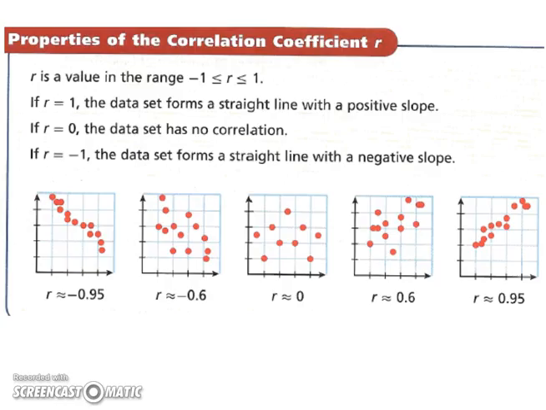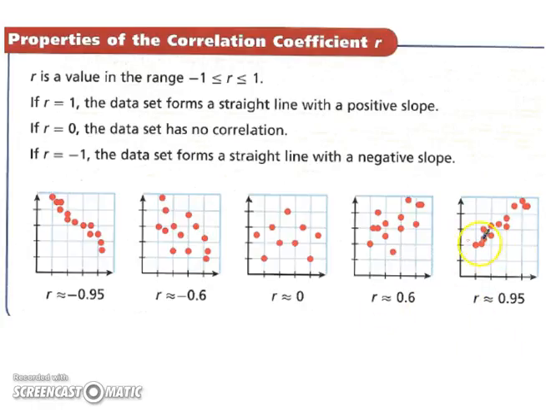Alright, so now let's look at some properties of the correlation coefficient. r is a value in the range of -1 to 1. If r equals 1, the data set forms a straight line with a positive slope. Basically, that would be a nice, every dot lines up on the line. The closer the r value is to 0, the closer it is to having no correlation, meaning the data is kind of all over the place. If you had it exactly -1, it would form a nice perfect straight line. Every piece of data would line up on that line.